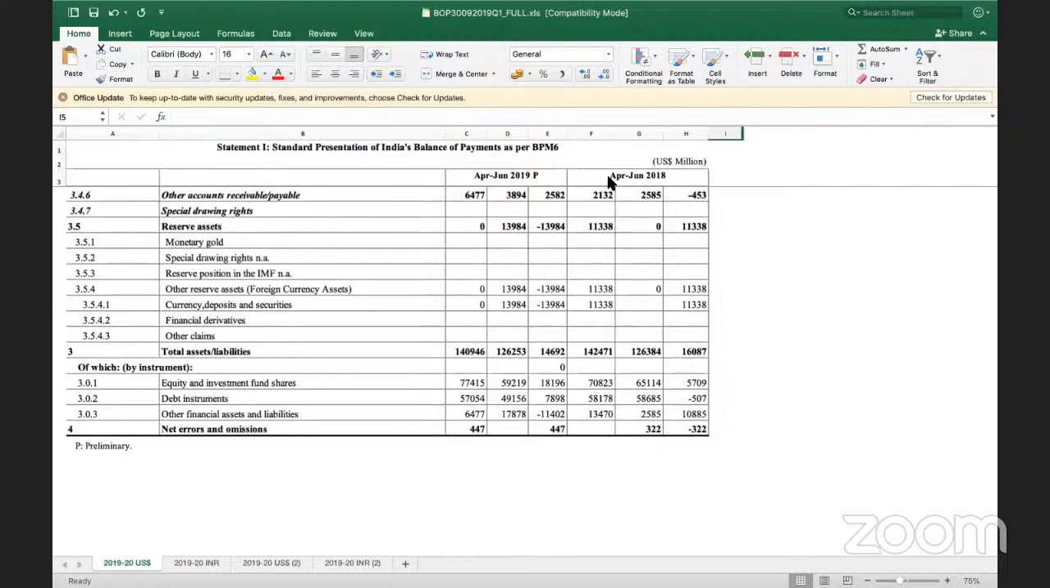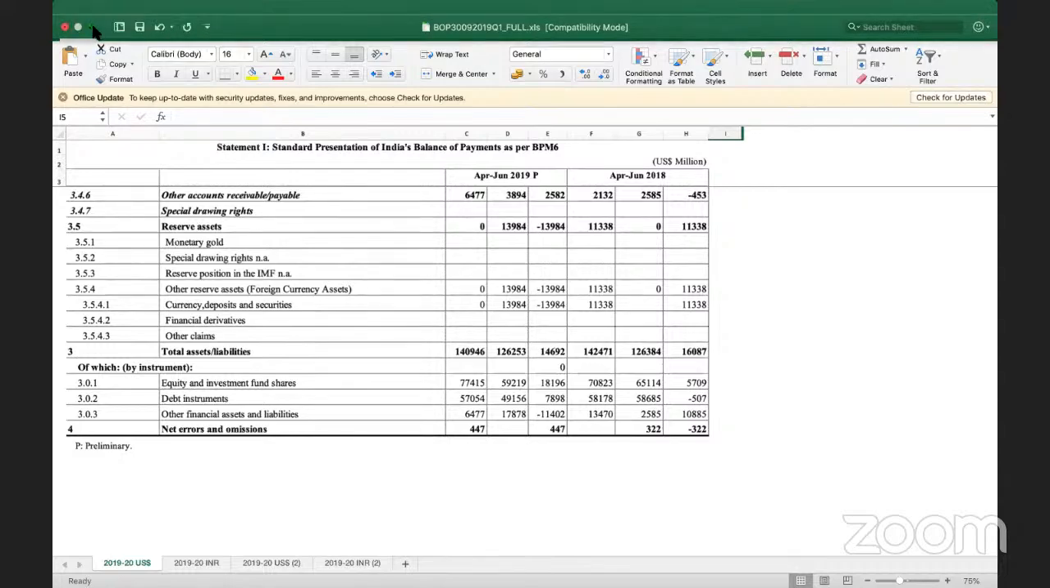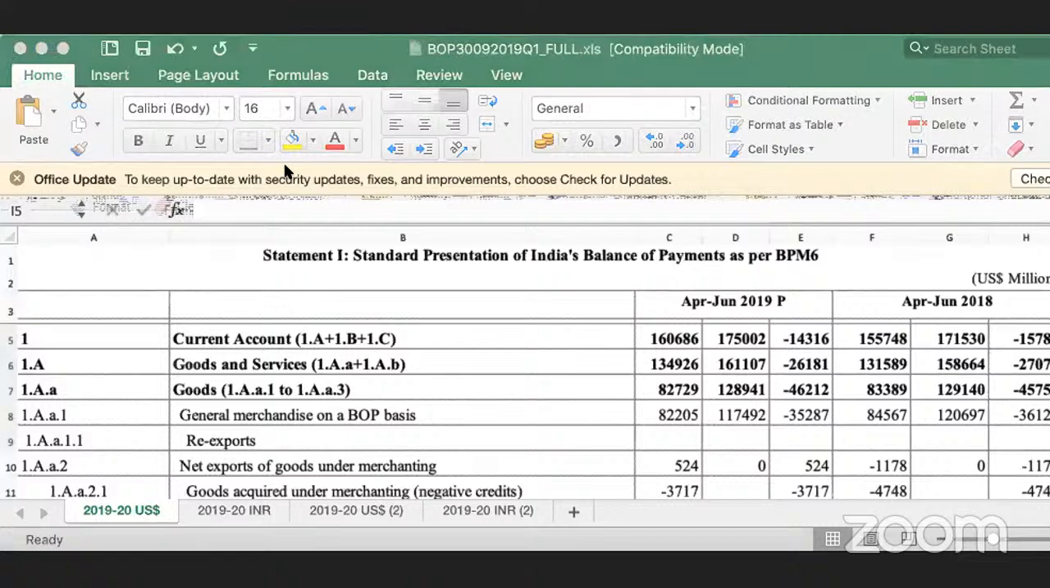It was 142 in April to June 2018, assets and liabilities total. Now it is 140. There is a decline. Now let's look into 2019. Let's look into the 2020 RBI balance of payments.